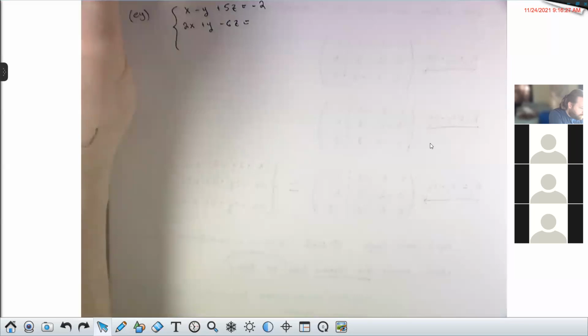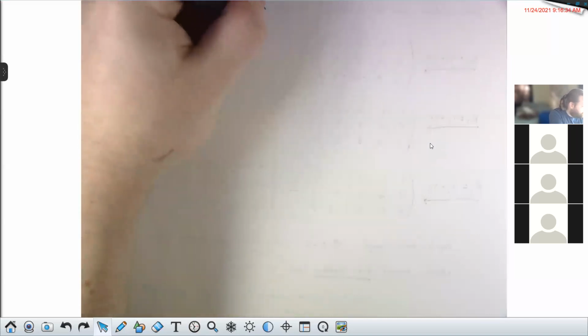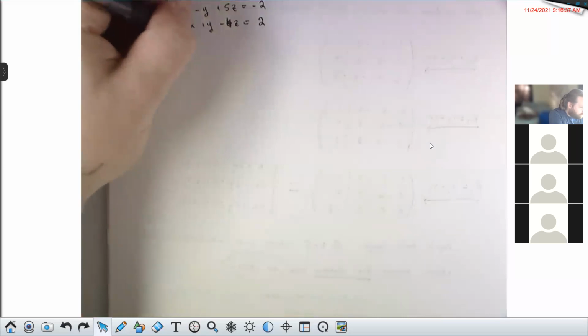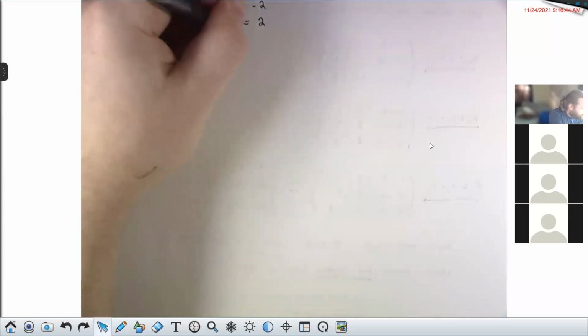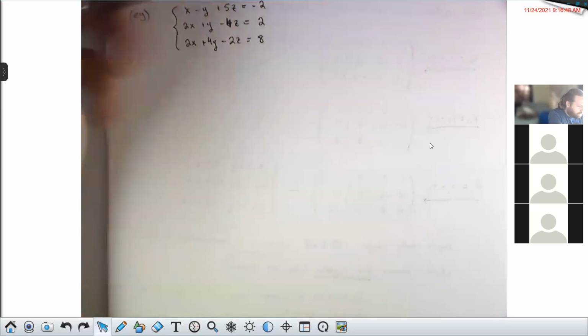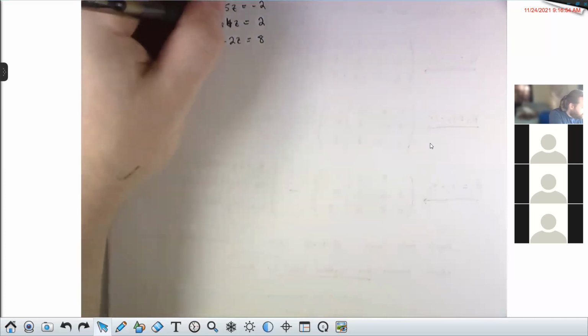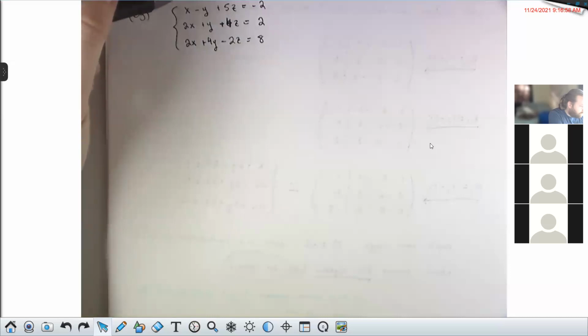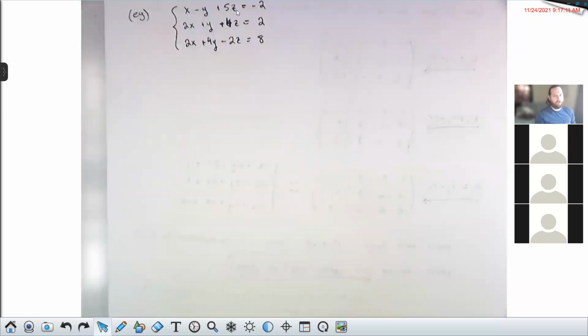2x plus y plus, so this should be a 4z. 4z equals 2. And then 2x plus 4y minus 2z equals 8. And this is a plus, sorry. x plus y plus 5z equals negative 2. 2x plus y plus 4z equals 2. 2x plus 4y minus 2z equals 8. Okay. Yeah, so when I originally wrote down row 2, this needs to be a plus and a 4z.